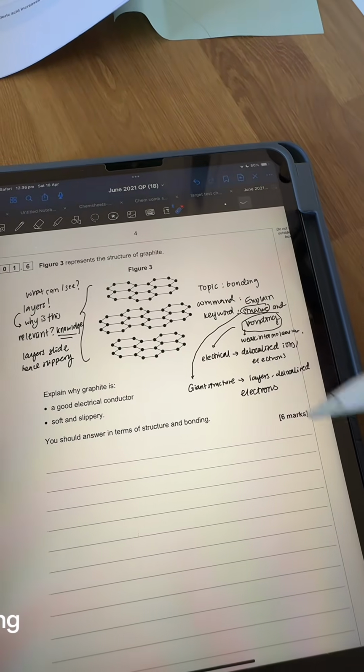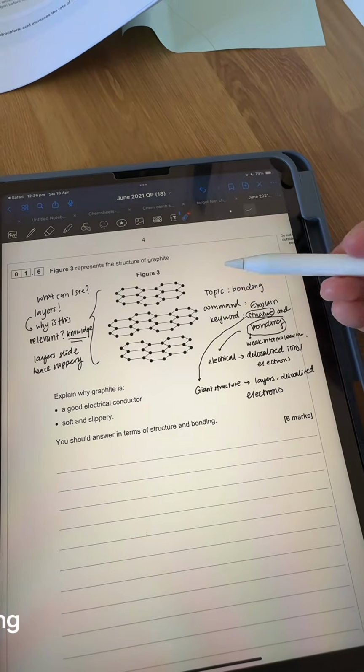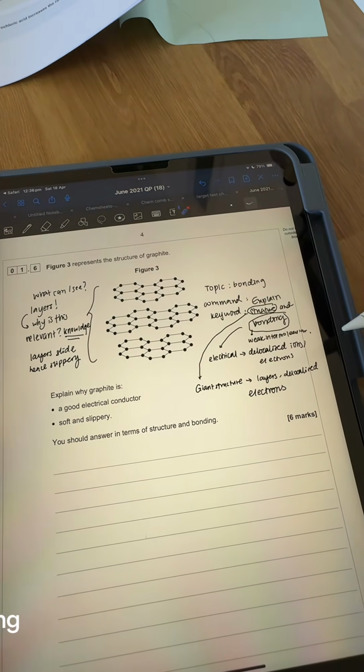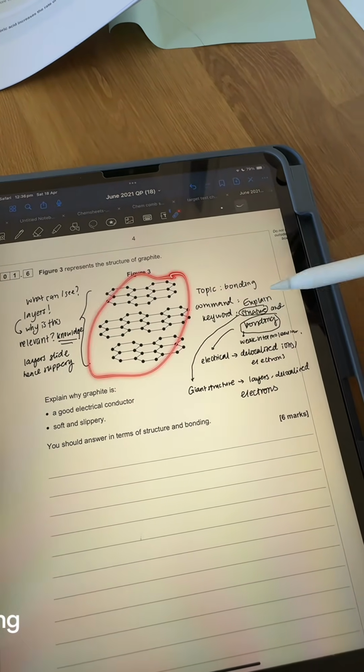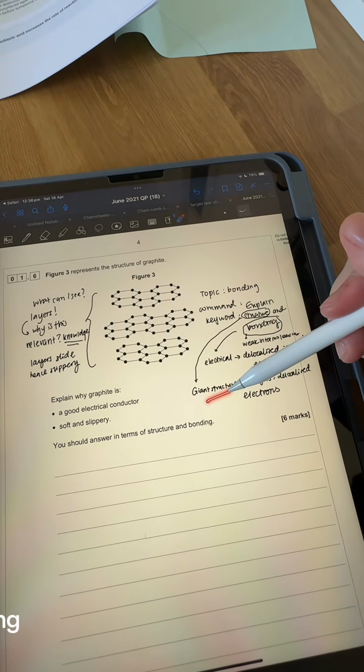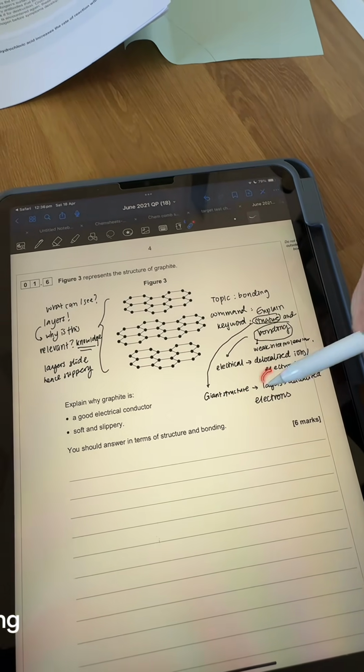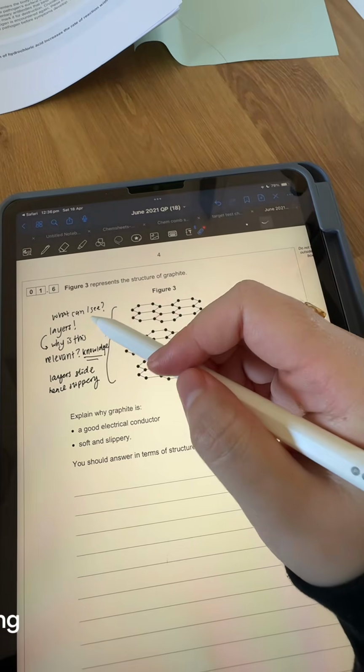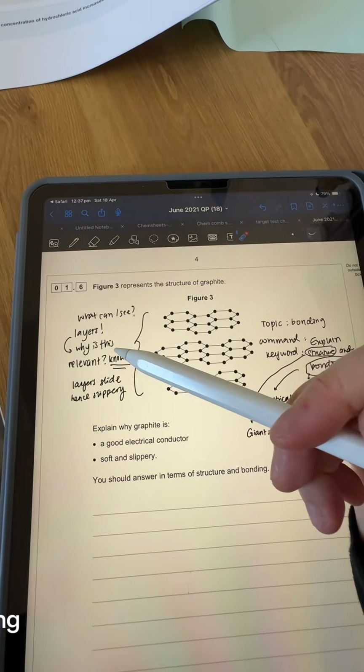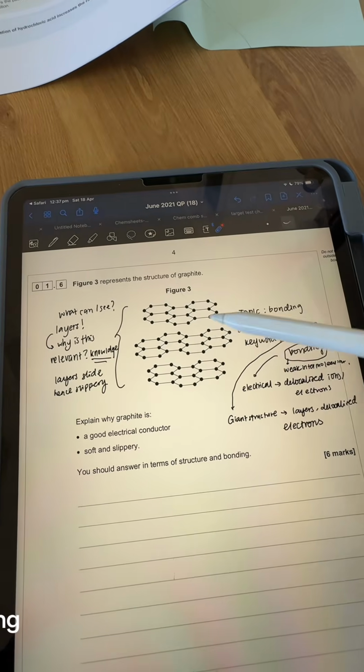Now we can write down every single piece of information that we know about this graphite here, or just bonding and structure in general. I know that graphite is one of the only ones that have a giant covalent structure, and they also have layers. Talk about what you can see over here. I can see that they have layers. And why is this relevant? Use your knowledge. The layers can slide.